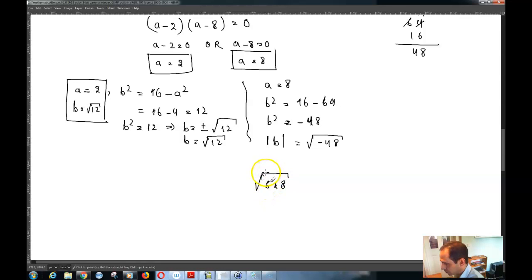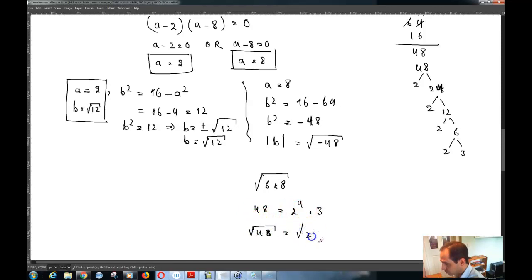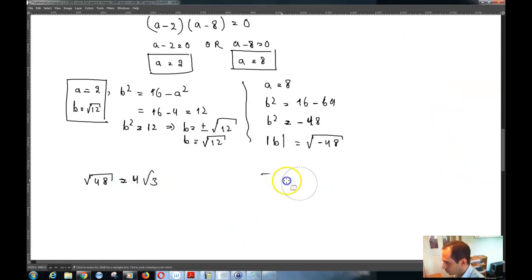Let's prime factorize it. 48 is 2 times 24, 2 times 12, 2 times 6, 2 times 3, and that's it. So you see that 48 is the same thing as 2 raised to the power 4 times 3. That means that the square root of 48 is the square root of 2 raised to the power 4 times 3. Now the square root of 2 raised to the power 4 is equal to 2 raised to the power 2, or 4. So the square root of 48 is equal to 4 times the square root of 3. Okay, then we can keep this over here for now. You are going to need that.